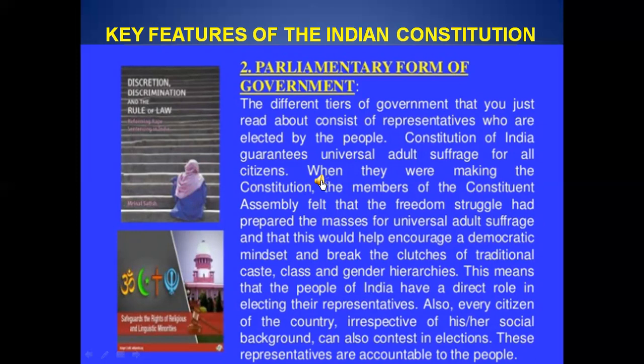This means that the people of India have a direct role in electing their representatives. Also, every citizen of the country, irrespective of his or her social background, can also contest in elections. These representatives are accountable to the people.